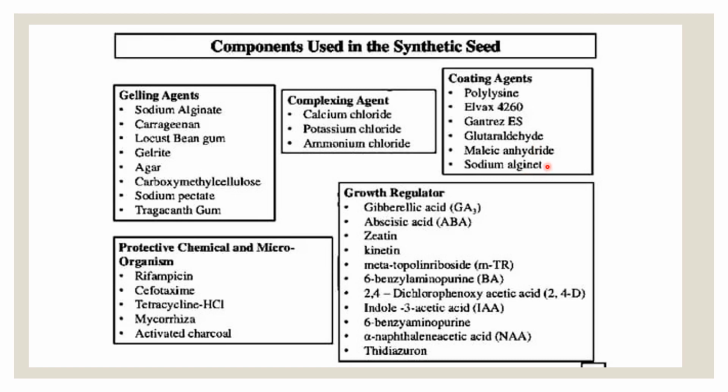And growth regulators may be GA3, ABA, IAA, NAA, zeatin, and kinetin. That's all. And for protection from chemicals and microorganisms, mycorrhiza is popular, along with tetracycline. Next, cefotaxime, rifampicin, and activated charcoal are used.